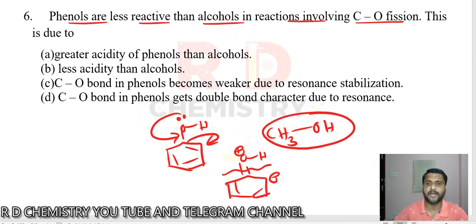In the case of methyl alcohol, say alcohol, there is no resonance. The bond remains a carbon-oxygen single bond only. Therefore, the answer is option number C, when phenol gets a double bond character due to the resonance.